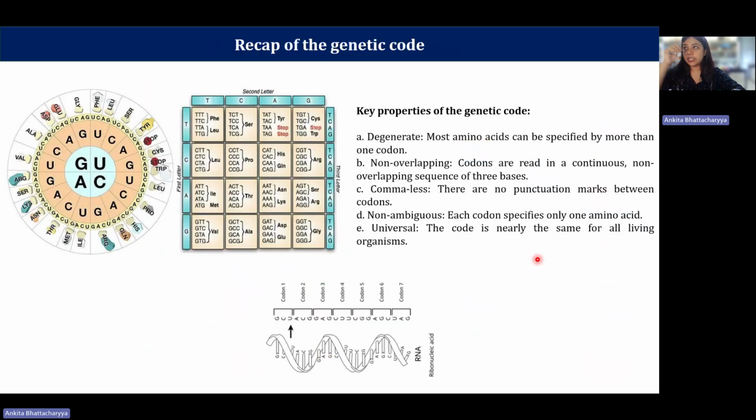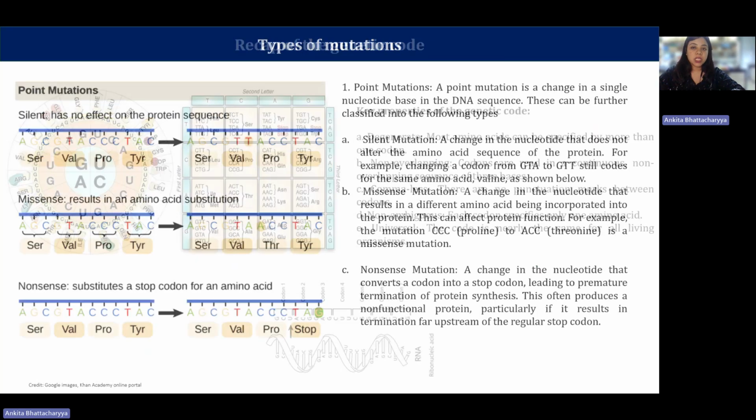And in context of mutations, a very important concept is of the genetic code and all of its different attributes. That includes the fact that bases are degenerate, they're non-overlapping, the genetic code is commaless, non-ambiguous and universal, with a few exceptions, but largely it is universal and non-ambiguous as well.